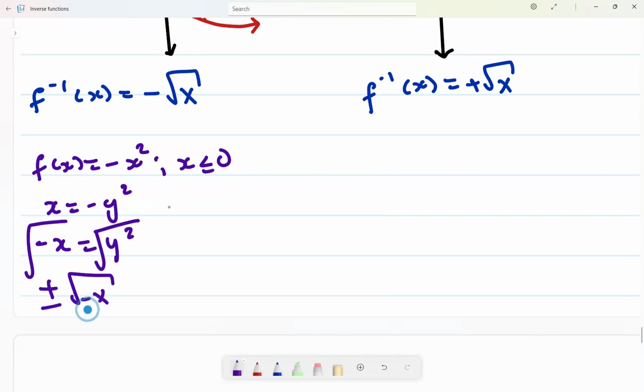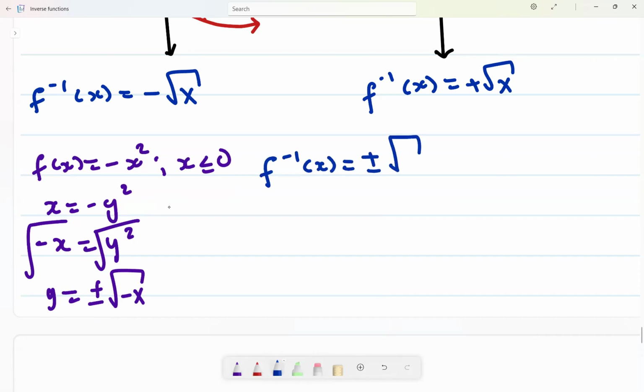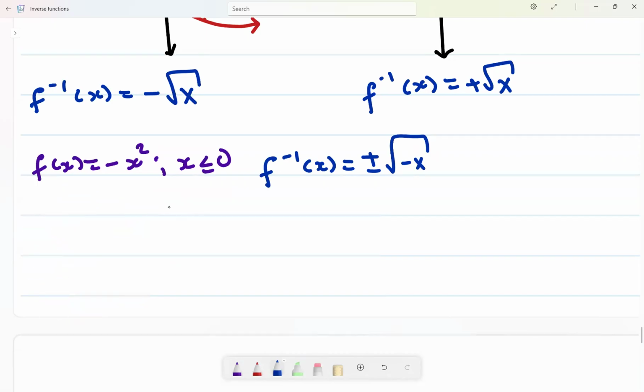The negative is fine. You're not solving for it now. So y is equal to plus or minus, remember that plus or minus is always there, square root of negative x. But now, what is supposed to happen? Remember, inside the square root you're not supposed to have a negative number. So we need our x to be less than or equal to 0. What do I mean? I repeat, I did this example here.